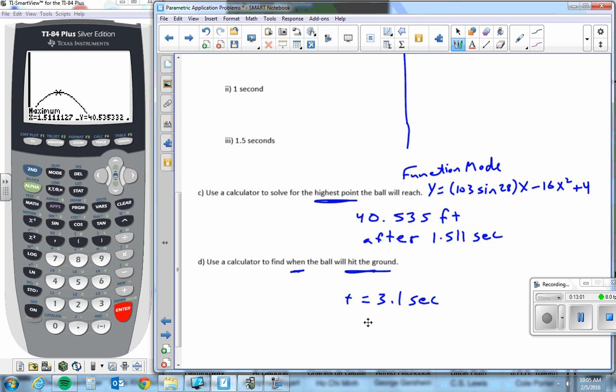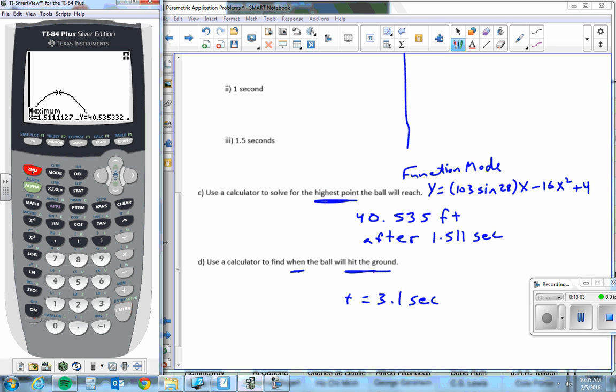To find the time, I did the same things. I did the zero function. I did second calc 2. And that's this point here I'm trying to find, where it hits the x-axis. Left bound is already good. Right bound, I'll choose 5. It's right at that point again. And there you go. The zero is 3.1 seconds. And let me reiterate, if you try tracing, you're not going to get a good answer. I mean, if I trace up to that vertex, I'll get something close to 40.53, but you won't get the right answer.